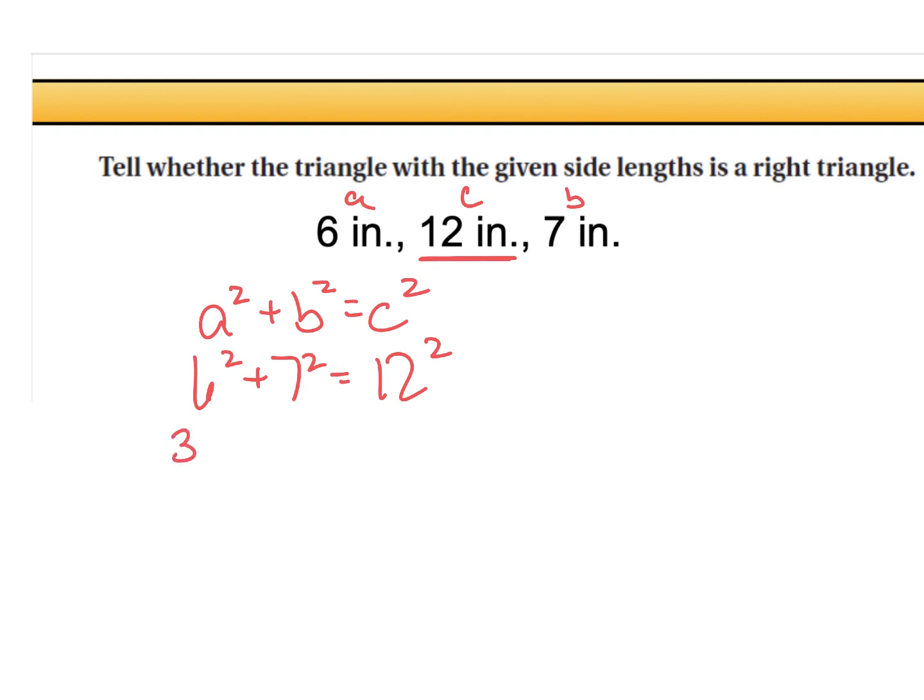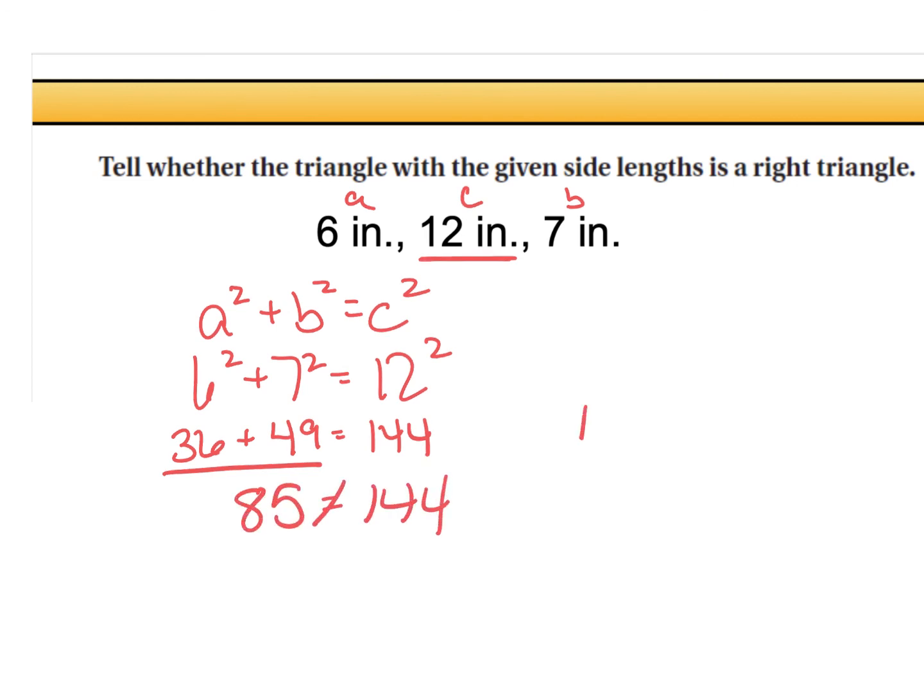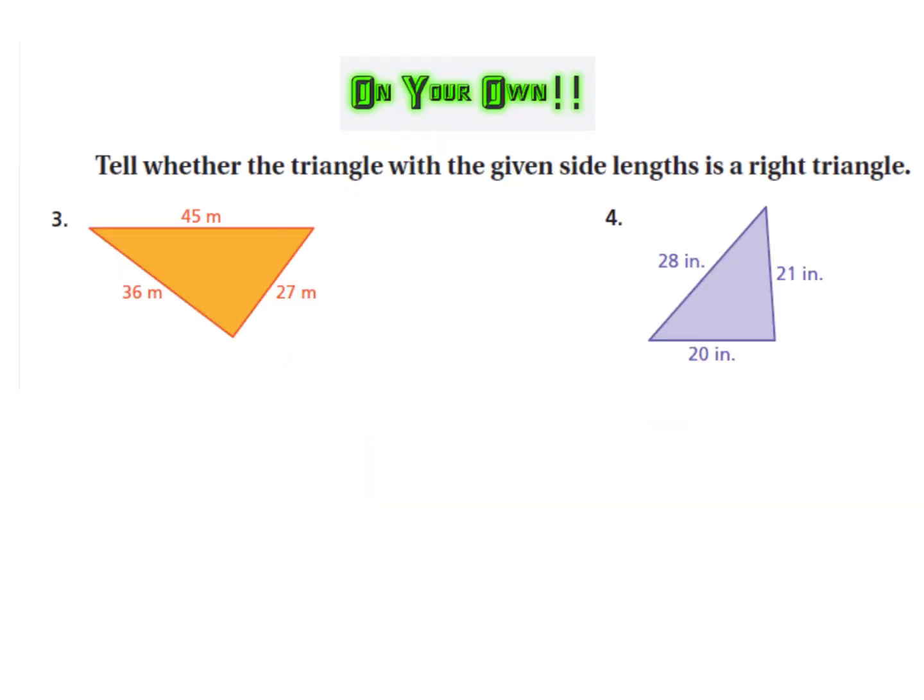So 6 squared is 36, 7 squared is 49, 12 squared is 144. I did all of that without a calculator because I know my perfect squares. 36 plus 49 equals 85. That does not equal 144. This is not a right triangle. So pause the video and go ahead and try a couple on your own and see if you got them. Then come back and we'll see how we did.